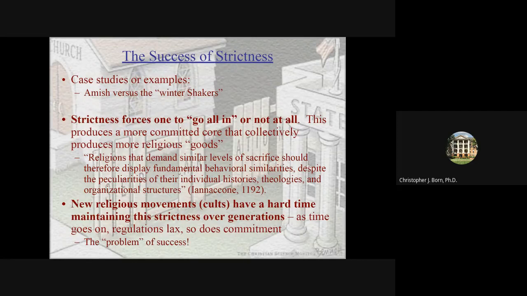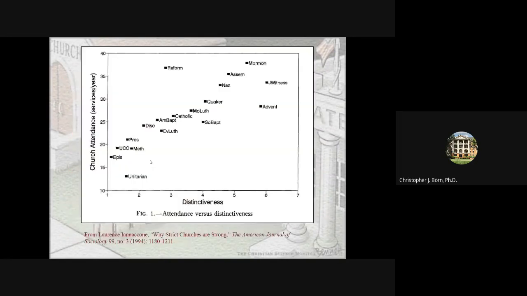You'll pick some of this up in the conversation with Larry Iannaccone in the podcast. Larry did some research on distinctiveness versus attendance, and you can see in this chart that the most strict religions, Mormons, Jehovah's Witnesses, and Seventh-day Adventists, are measured by the proxy of church attendance. These are nationalized samples, and these are some of the most strict religious organizations around, and they have the highest attendance rate of services per year.